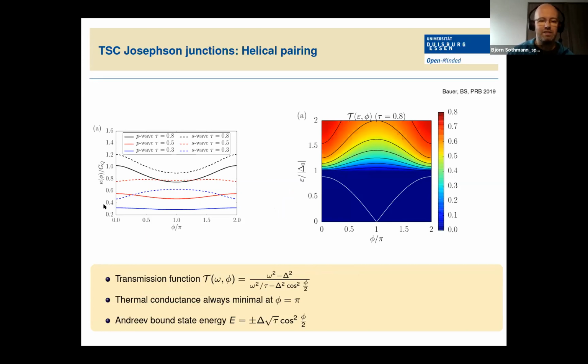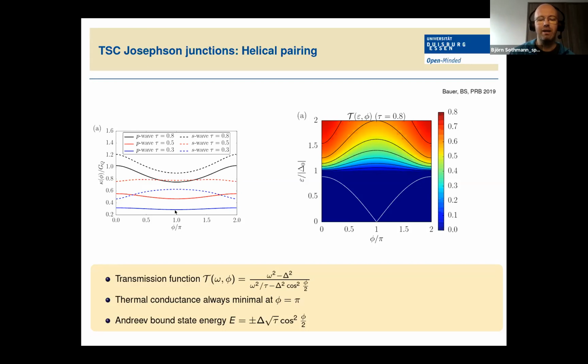Here on the left, you see again the thermal conductance as a function of the superconducting phase difference, and the 3 solid curves here correspond to the P-wave case with different transmissions of the junction in the normal case. And for comparison, we also have here the dashed curves, which are the standard S-wave case that we have seen earlier on.